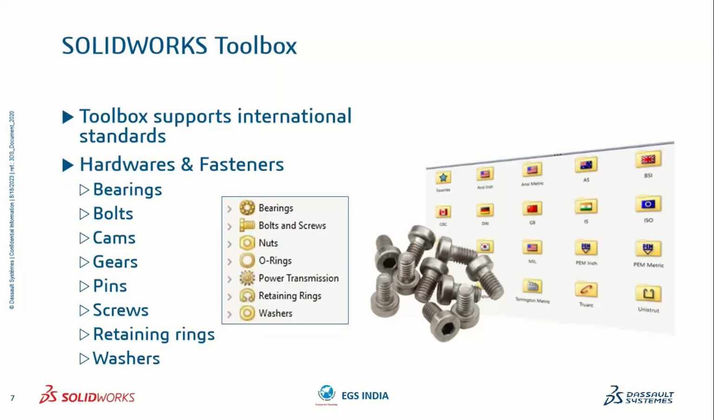First and foremost is the SolidWorks Toolbox. SolidWorks Toolbox is an add-in product which is available only in our SolidWorks Professional and Premium versions. It contains various international standards like ANSI, ISO, and BSI. In those standards there are hardware and fasteners like bearings, bolts, screws, retainers, and washers. These are all preloaded in our design library, and we can directly use them.